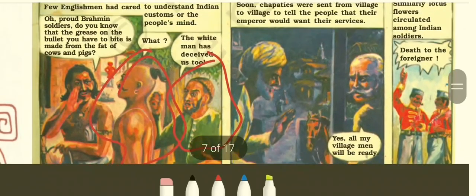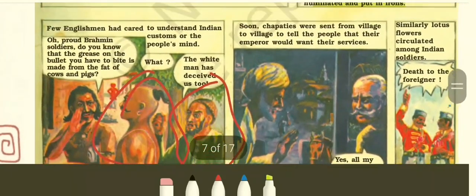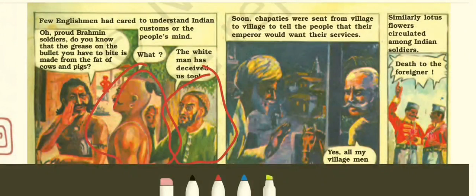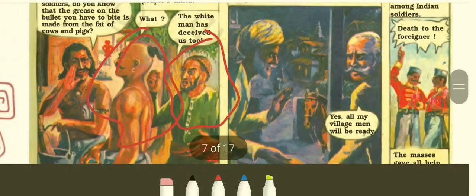Okay, so it was against both the cultures, isn't it? So one, the Hindu Brahmin, when he got to know that they had to bite the fat of cows, they have to bite the bullet. The bullet they bite is smoothened with grease made from fat of cow and pig. So this angered both Muslim and Hindu.